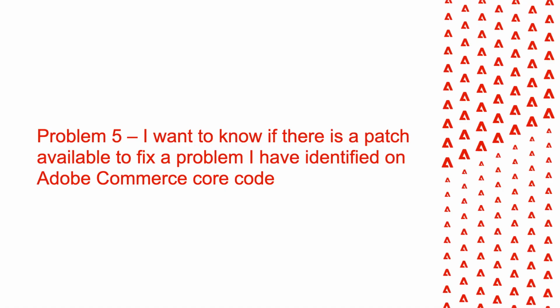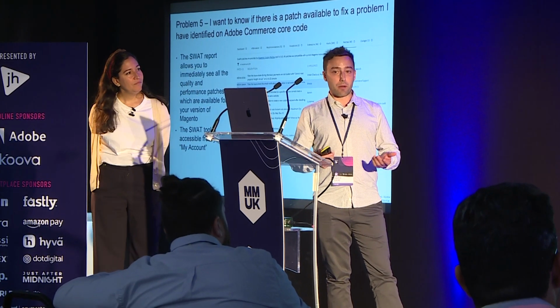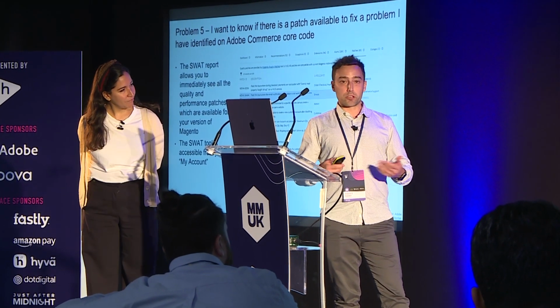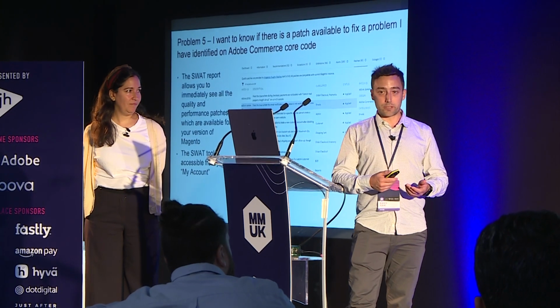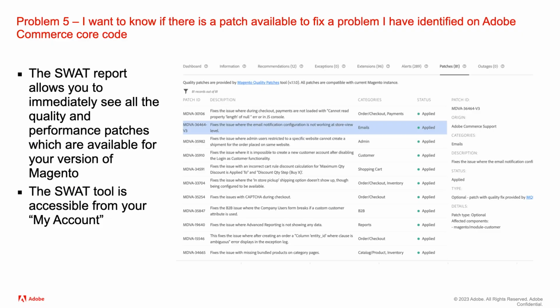Thank you, Elena. So let's quickly see problem 5. I want to know if there is a patch available to fix a problem that I have identified in the Adobe Commerce core code. So let's say you find a bug in the code, okay? One option is you go to your developer and say, hey, can you fix this issue? But he's going to do something custom, which then needs to be maintained in future releases.